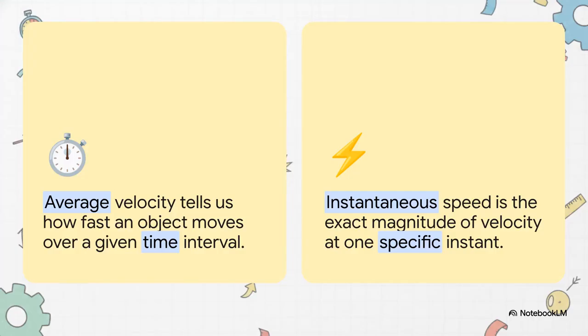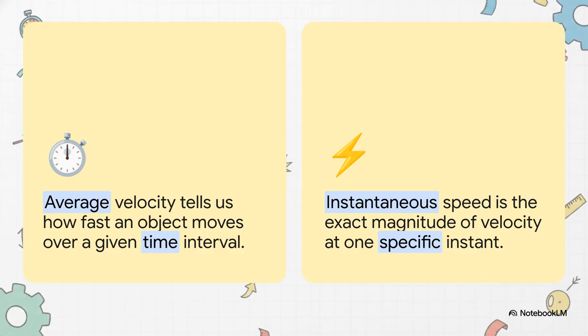Moving on to section 2, velocity versus speed. Now let's see how we actually measure how fast this motion is happening. We hear speed and velocity used interchangeably all the time, right? But in physics, they have very distinct meanings. The crucial part here is understanding the difference between average and instantaneous. Average velocity tells us how fast an object moved over a given time interval, but it doesn't tell us how fast it was moving at different moments during that trip.